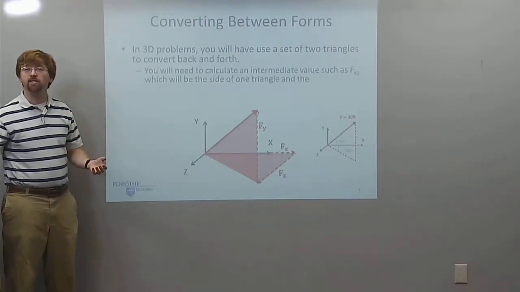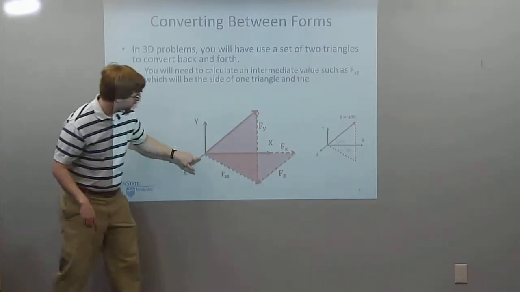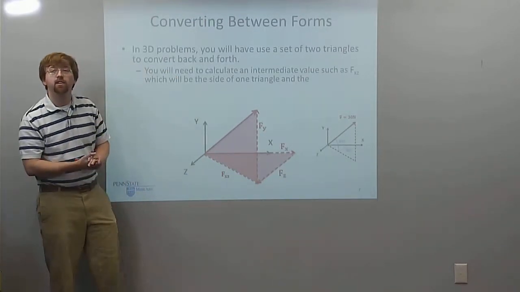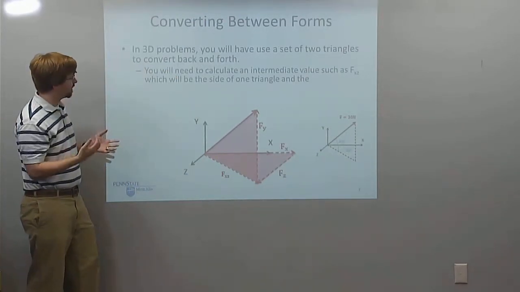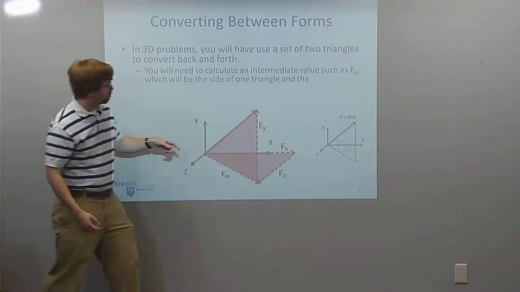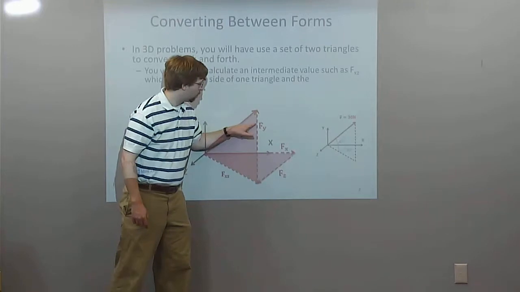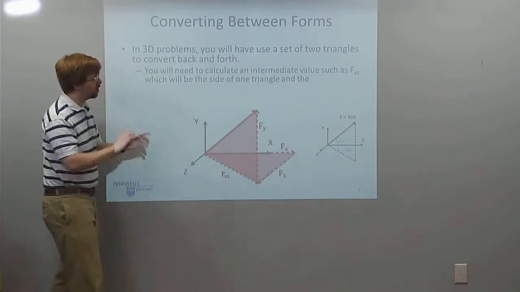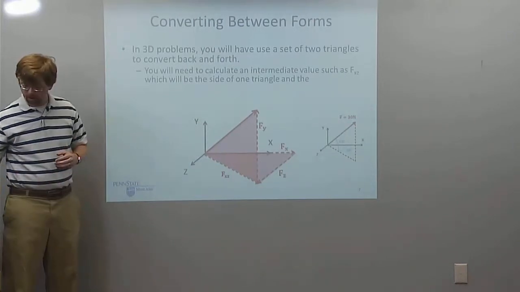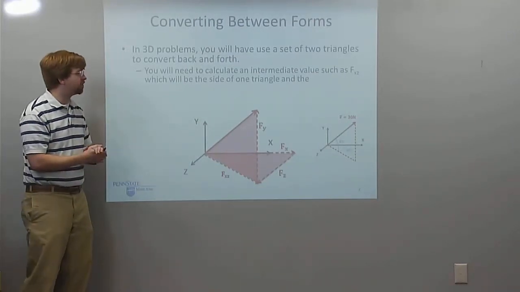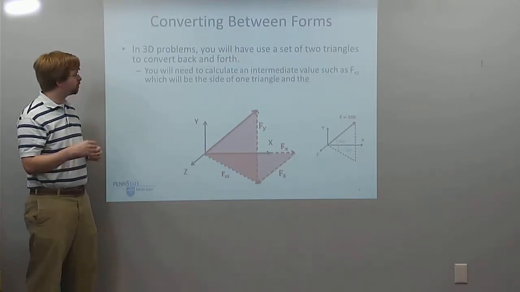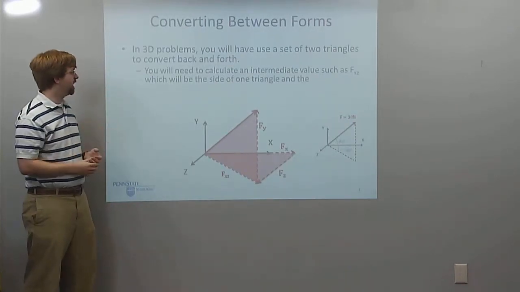So by using these 2 triangles and an intermediate step, I had to figure out along the middle this Fxz, that is an intermediate step along the way. I can figure out my components in the x, y, and z direction if I know my initial magnitude and these two angles. And you can kind of do the same thing in reverse to go from components back into the magnitude and angle form.